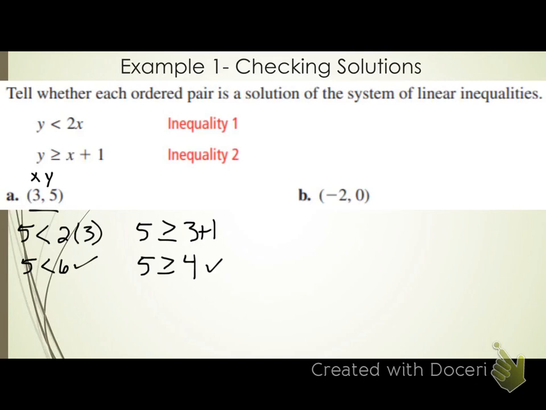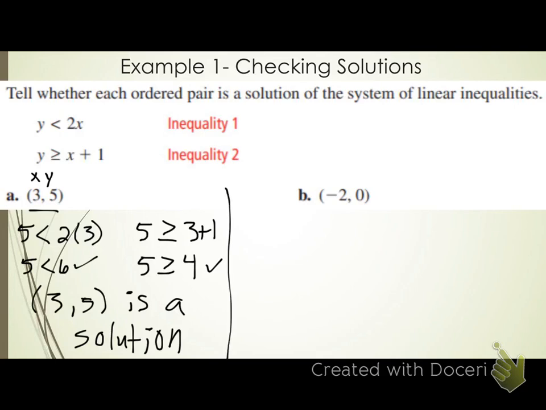So it's a solution to both of my inequalities. So what would you say about the ordered pair being a solution or not a solution for the whole system? It is a solution, because it works for both inequalities. So I'd say (3, 5) is a solution. Any questions on letter A here? Does that make sense? We've dealt with this before, just a little different because we have our inequalities. Can I move on to B?